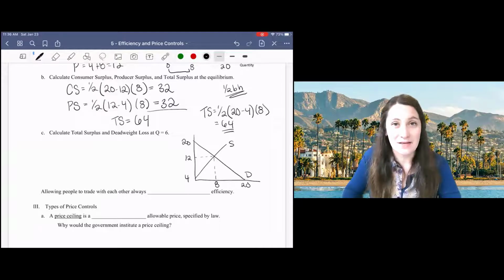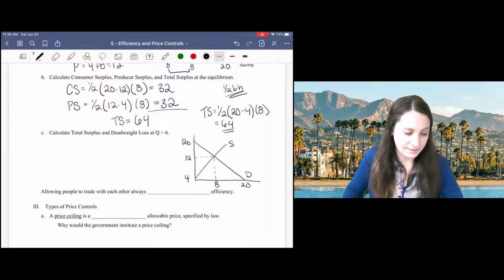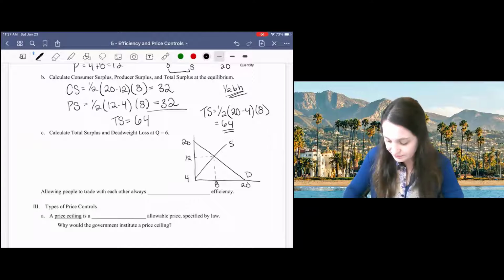To continue this example, let's calculate deadweight loss, or the decrease in total surplus, if we have a quantity of 6 exchanged in the market instead of a quantity of 8. This is similar to what we did when we were thinking about the sandwiches in the previous example, but the application is a little bit different now that we have the supply and demand curves.